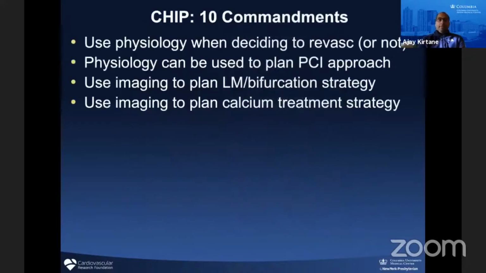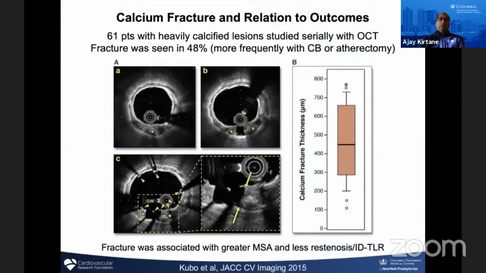Now, beyond left main and bifurcations, what about calcium? Well, we can use imaging to determine how to treat the calcium. Should we use a balloon? Should we use atherectomy? What should we do? And the increasing awareness is that what you're trying to look for and get is a fracture, which then allows the balloon and the stent to expand, is the way to getting the best outcomes.